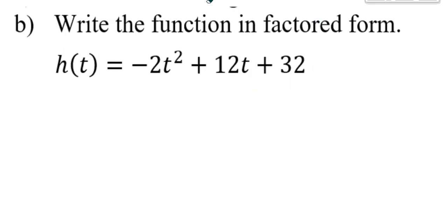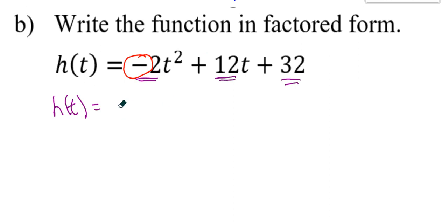It says we have to write this in factored form. So we remember that for factored form, the first thing to do is to always see if there is a common factor amongst the coefficients. So all of these numbers are divisible by 2, which means that's a common factor. But whenever the a term is negative, we want to factor out that negative as well.